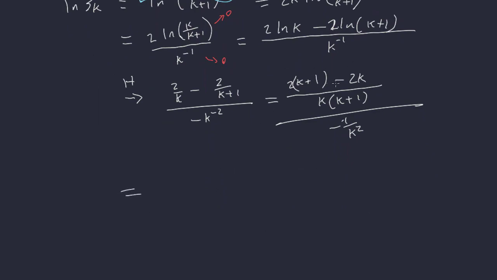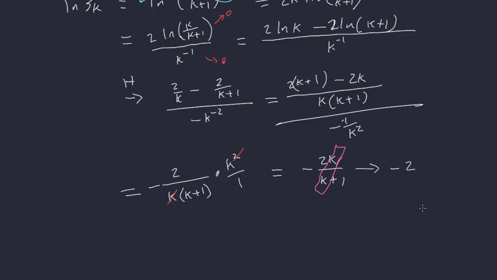All right, so the 2k up here cancels, so this will just be 2 over k times k plus 1. Then when we invert and multiply, I'll move the negative outside, and this will be k squared over 1. So this k cancels with one of these k's, and then this equals negative 2k all over k plus 1. We're almost there. Now we can finally take the limit, since we have matching leading coefficients here. This will just go to negative 2.